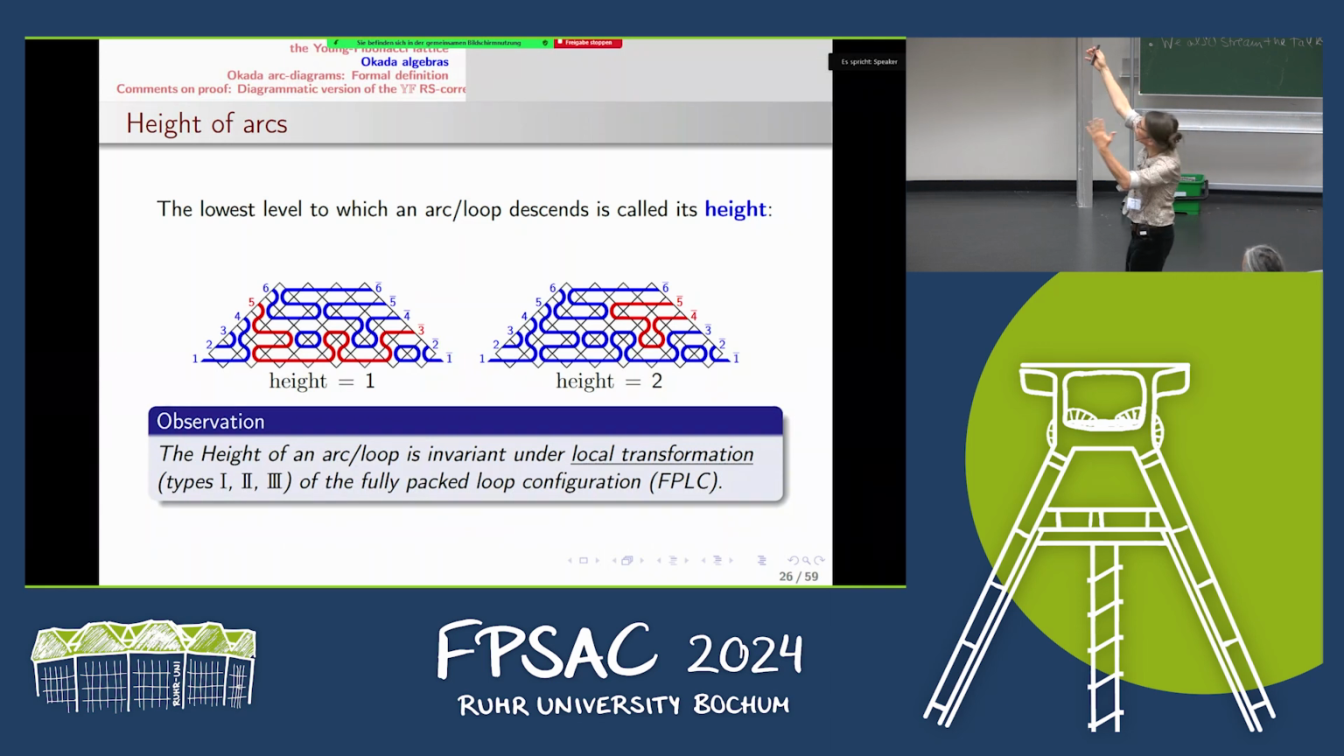When we have such a fully packed loop configuration and an arc in it, we can look at how this arc will descend to some bottom level, and the position of that bottom level we call the height. So here we have an arc that goes from 5 to 3, and it actually comes to the basement, so we declare that it has height 1. Whereas this arc here goes from 5 to 4, and dips down to level 2, so we say it has height 2. These local moves 1 through 3 will never allow us to extricate an arc from its basement level. This means that the height is an invariant of the local transformations.